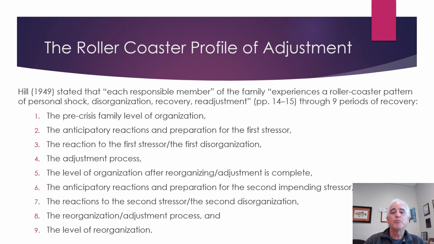So the 9 stages are: the pre-family crisis level of organization, where they were before. This sounds like Koos, doesn't it? The anticipatory reactions and preparations for the first stressor. So they know that this father is about to leave to be deployed to battle, and so they're anticipating it. The reaction to the first stressor, or the first disorganization of the family. The adjustment process. So how does the family adjust when the father's deployed? The level of organization after reorganization and adjustment is complete.